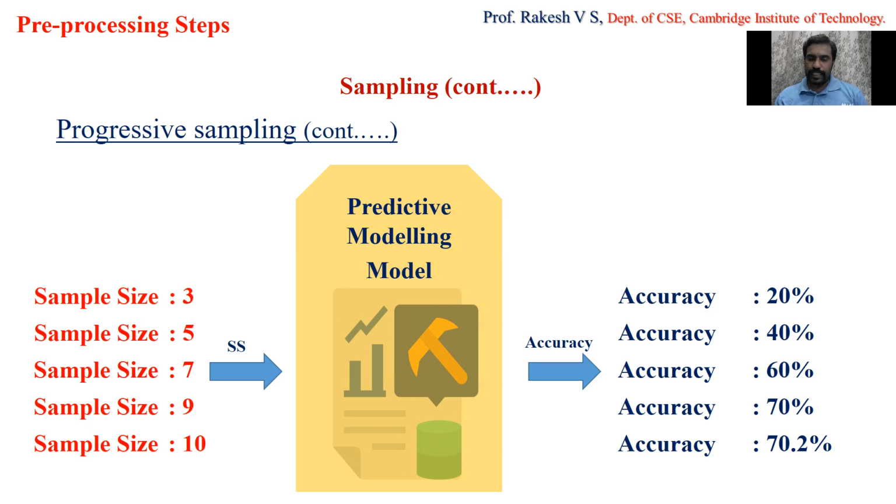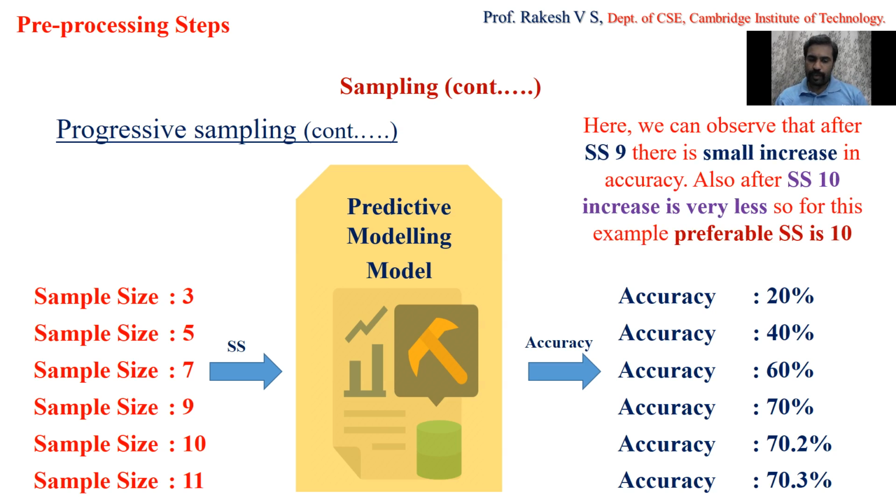Now I'll give another try by increasing the sample size to 11 and check the accuracy level. The accuracy is just 70.3, which is a 0.1 increase over the previous case. From this observation, I can come to the conclusion that if I try to increase the sample size, I may not find much increase in the accuracy level. So I stop increasing the sample size and consider a sample size of 10 or 11 for my further analysis.